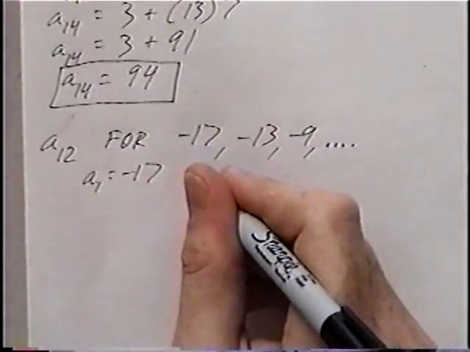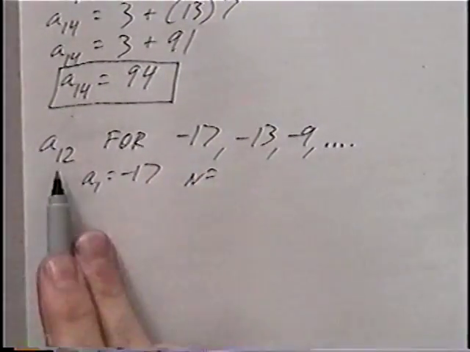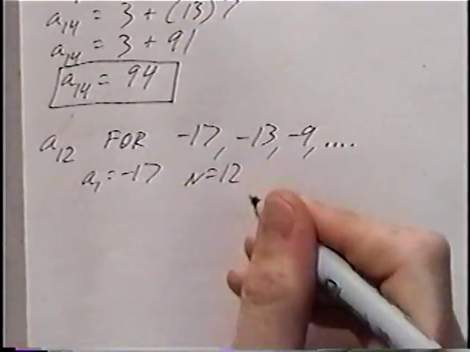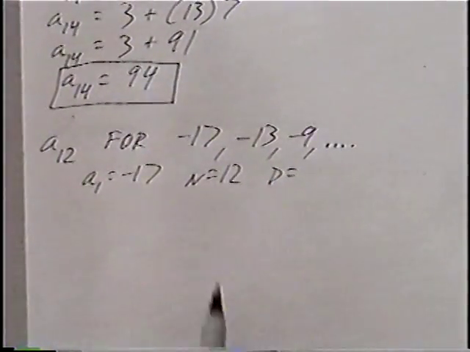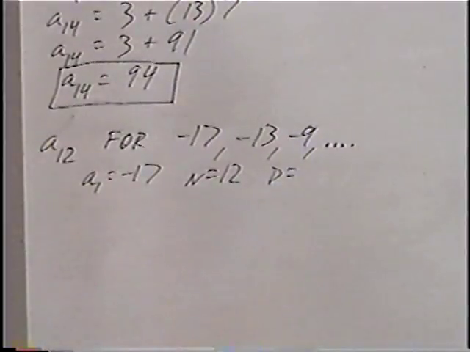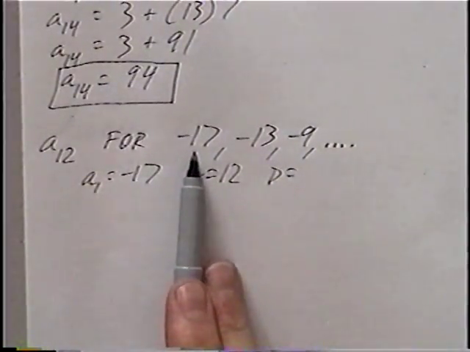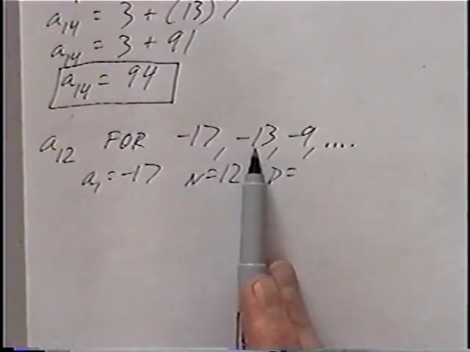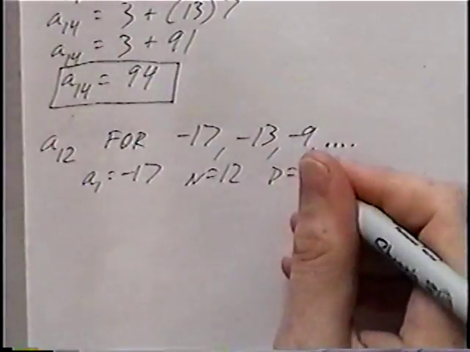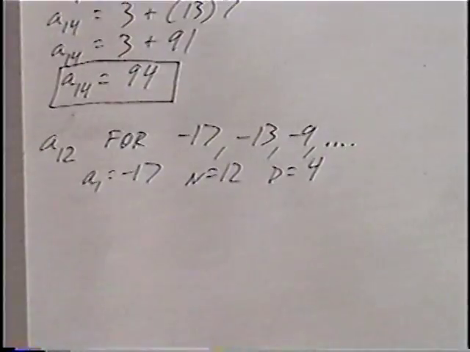The n in our formula is how many terms we're looking at. If we want the 12th term, n would be 12. And the difference, given the first 3 numbers, we can find out what the difference is. Negative 17 to negative 13, that increases by 4. And negative 13 to negative 9 also increases by 4. So our difference would be 4.